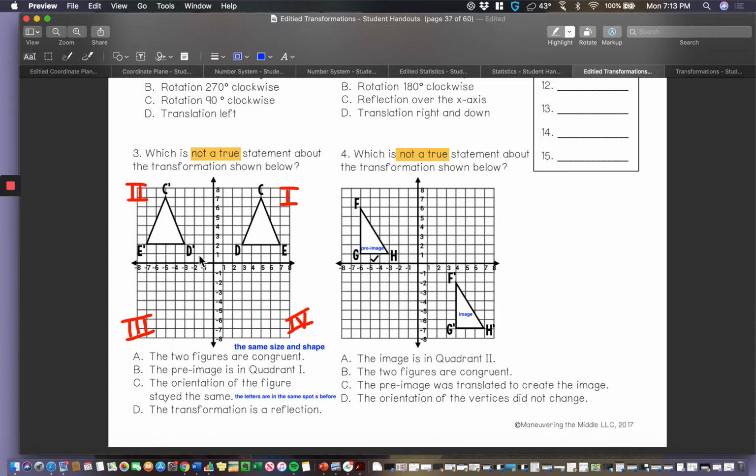Also, you guys got to refer back to this if it's asking you if the image is in quadrant 2. Remember, this is the pre-image and this is the image.